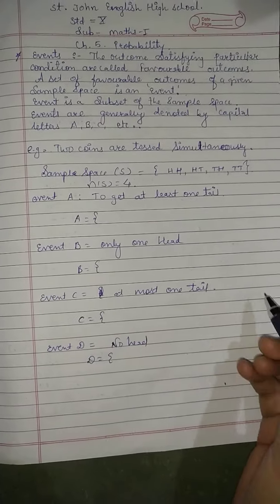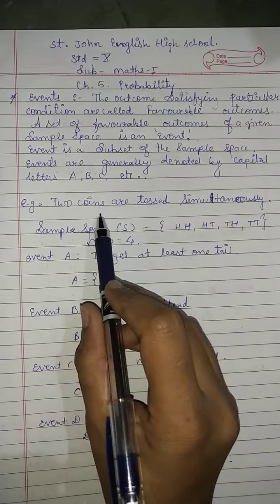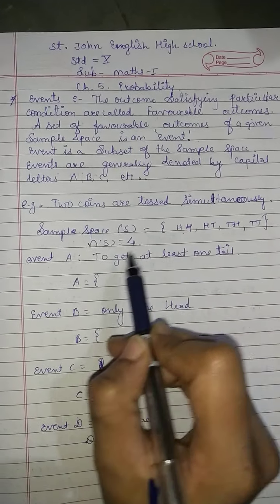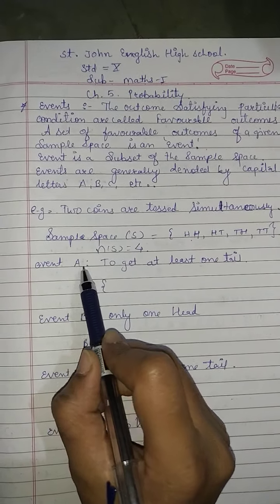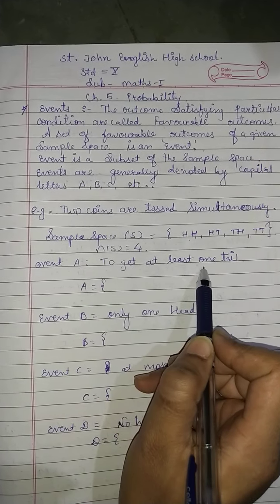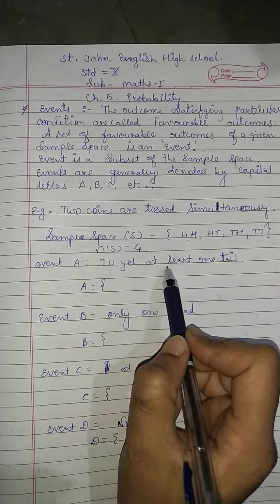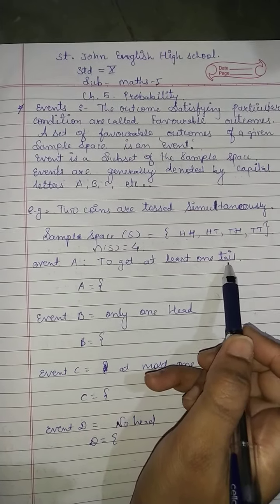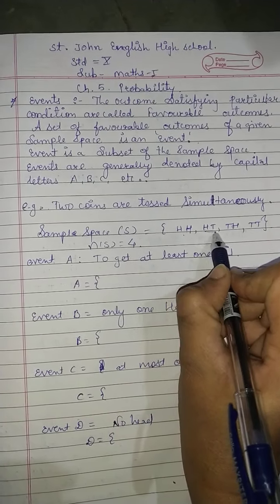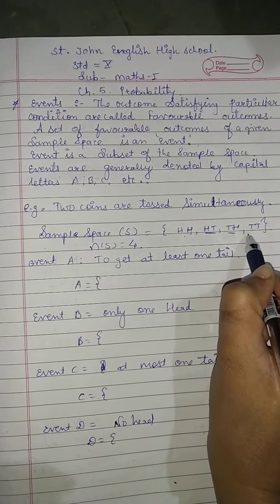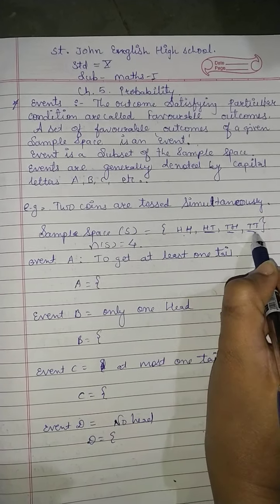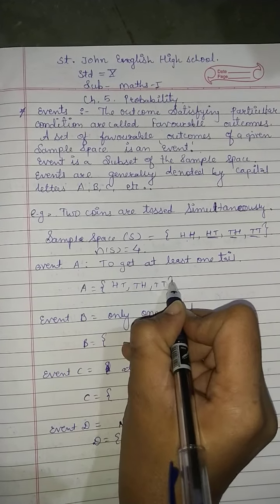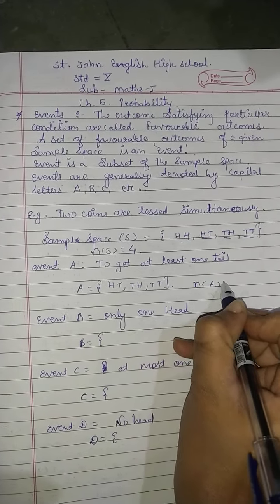Again, come back to the main question. Here two coins were tossed, so the sample space will be 4. The particular event asked is to get at least one tail. It means that in the given sample space, at least one tail should be there. 2 tails is possible, but at least one tail should be there. So at least one tail is here, or more than 1, 2. So these 3 sample spaces will come here, that is HT, TH and TT. So here n of A will be 3.